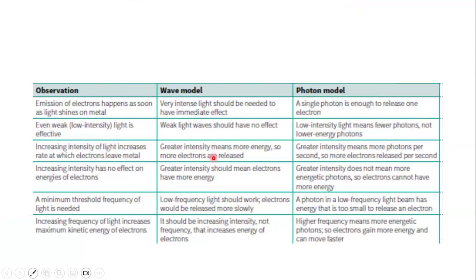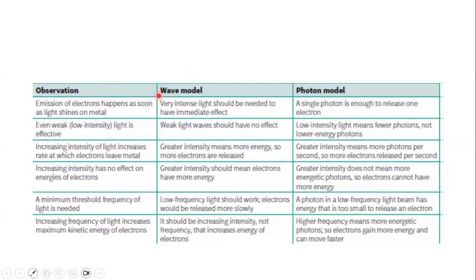Okay. So before we talk about what threshold frequency is, let's first talk about the observations that they made. One of the observations is that the emission of electrons happened as soon as the light shines on the metal. The moment they would switch on the ultraviolet light, the gold leaf would fall down, right? Now, the wave model suggests, if we look at the theories of waves, that it is the intensity of the light that should be important here.